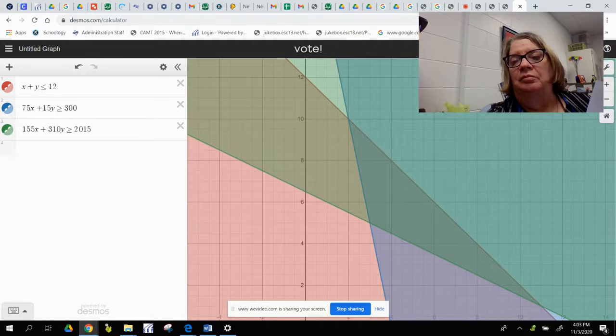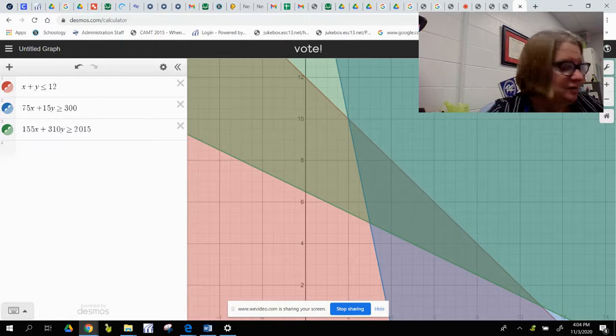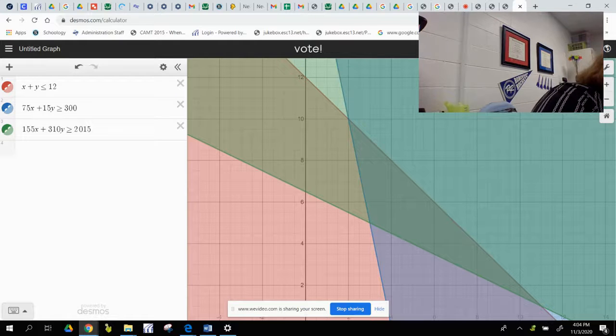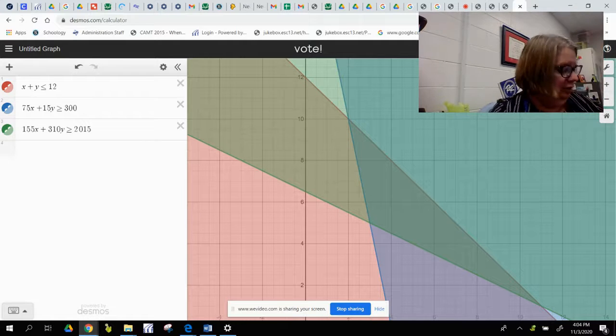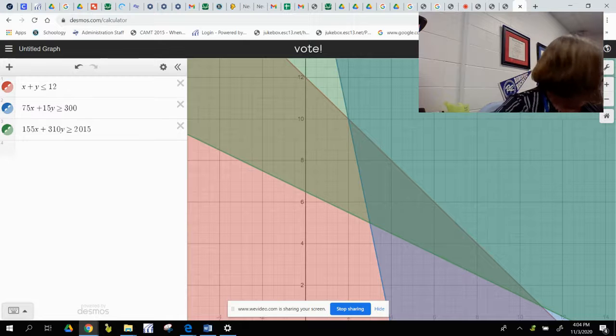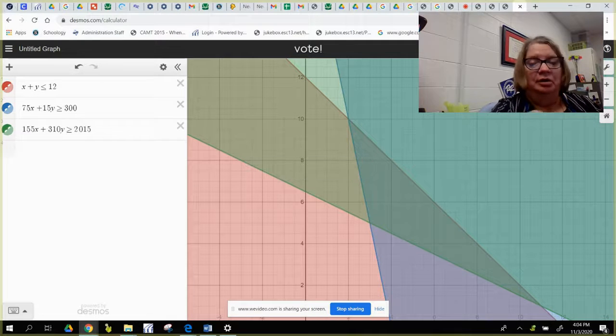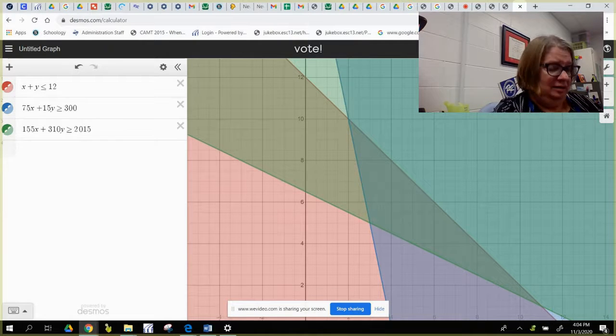Now we've graphed them. You can see that part that's shaded dark green, that's what's called our feasible region. A feasible region means that's where all of our possibilities are. Any ordered pair in that shaded part is going to meet all those requirements for number of servings, calories, and carbohydrates.